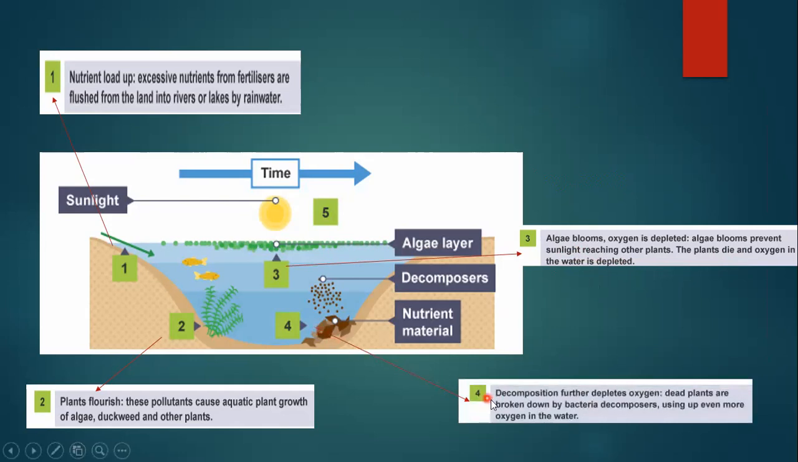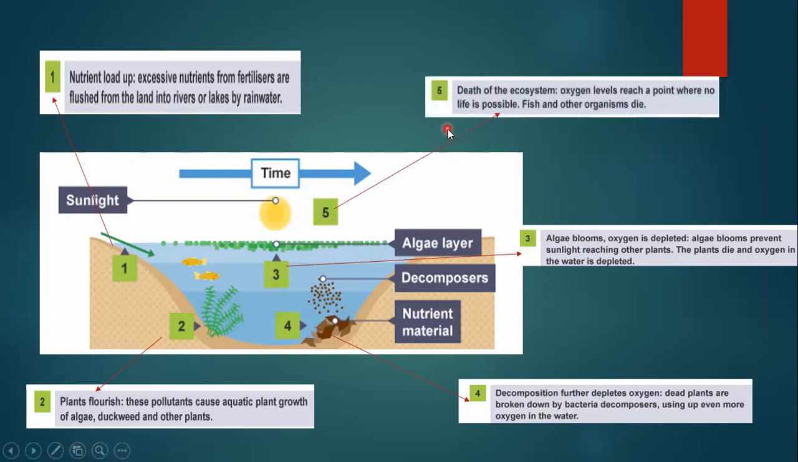What happens due to this? The decomposition further depletes oxygen because dead plants are formed and bacteria decompose the dead plants. During decomposition, it uses further oxygen and it depletes the oxygen level. Dead plants are broken down by the bacteria decomposers, using up even more oxygen in the water. And in this way, the oxygen level in water also lowers.